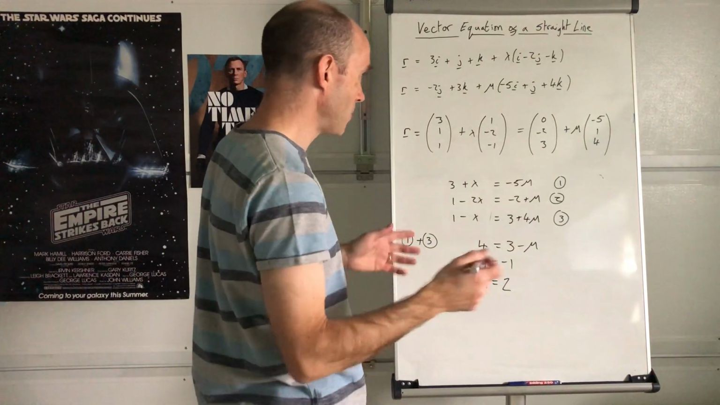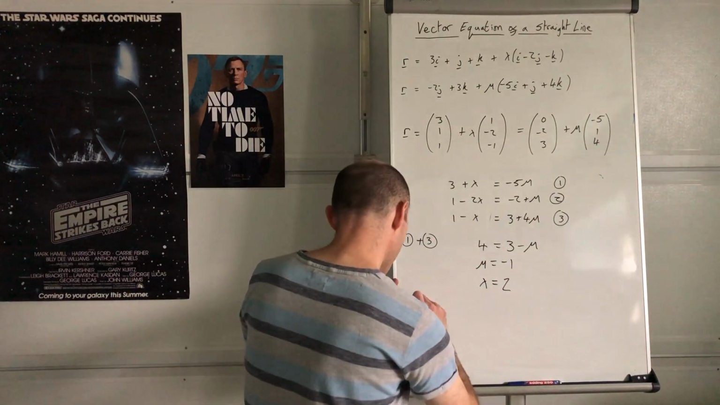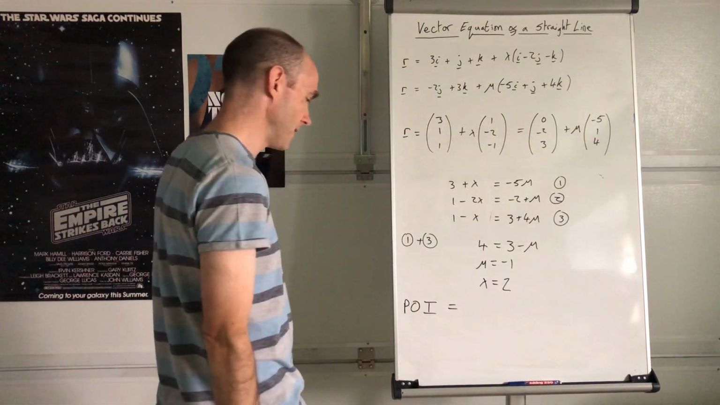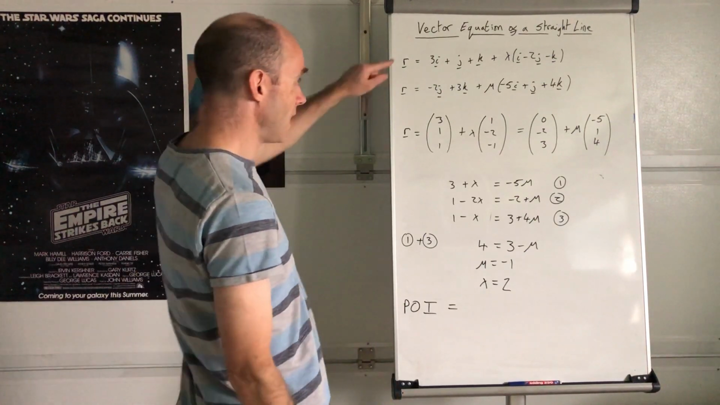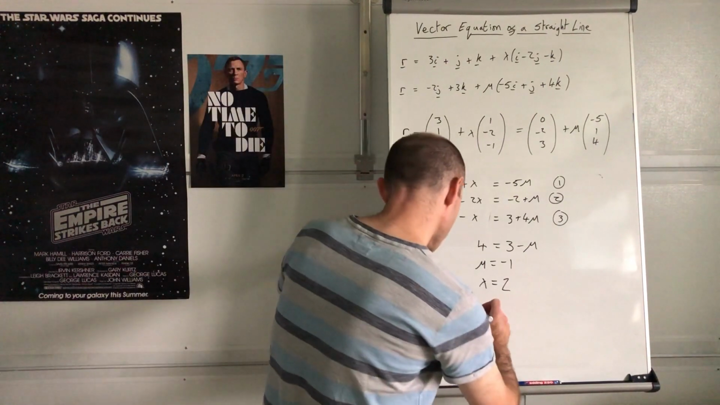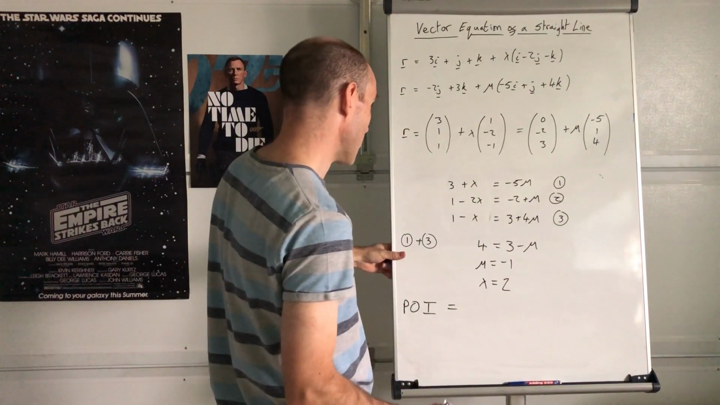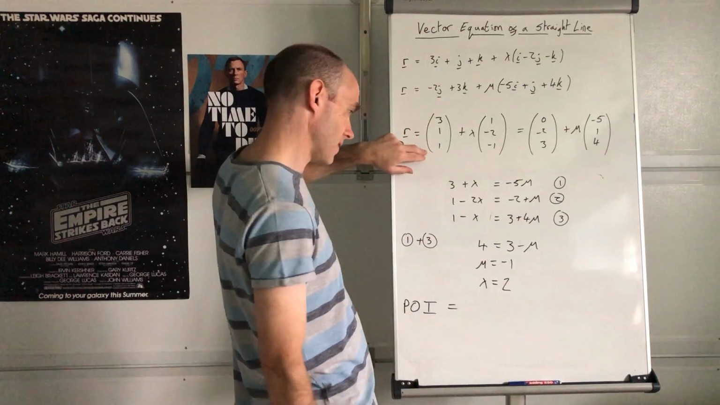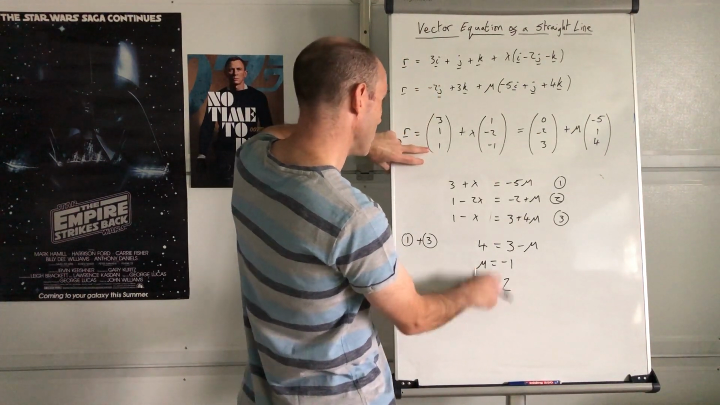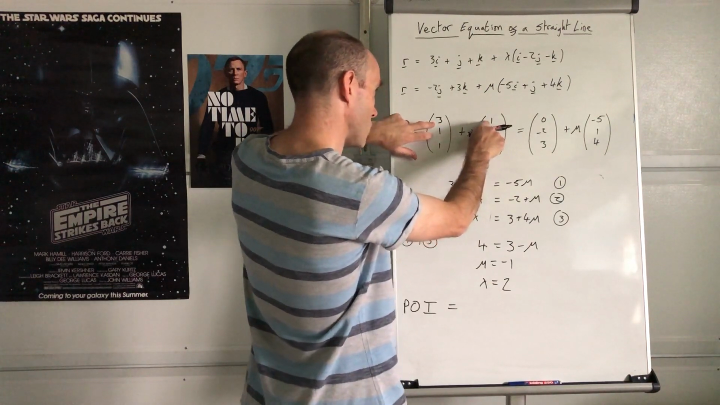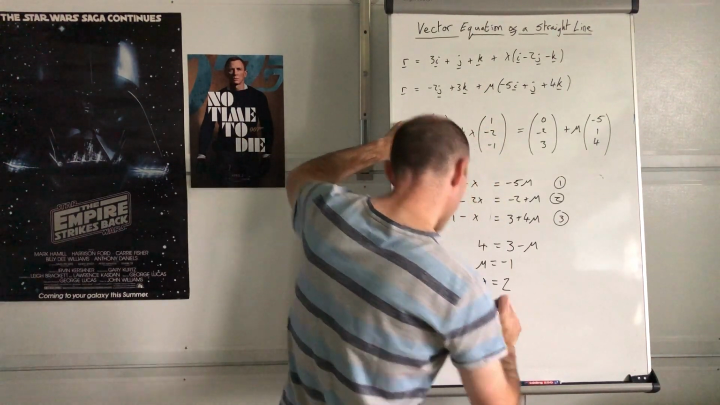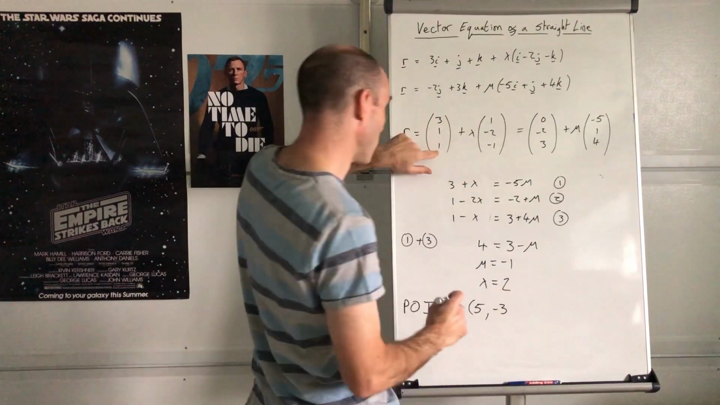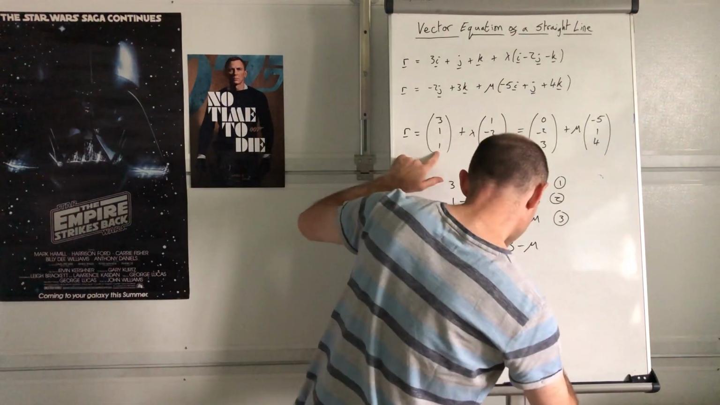Now, for the point of intersection, which is sometimes abbreviated to POI, you just choose either of these equations to put them in. I'm going to write it down as a coordinate. Let's just choose this one there. So lambda is 2. So you get 3 plus 2, which is 5. And then you get 1 subtract 4, which is negative 3. And then you get 1 subtract 2, which is negative 1.